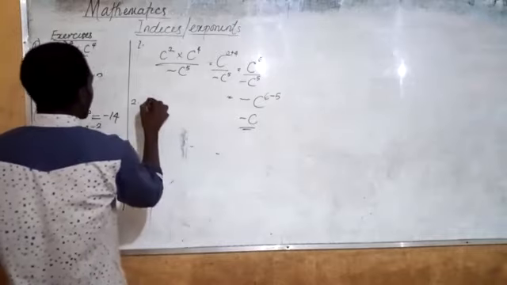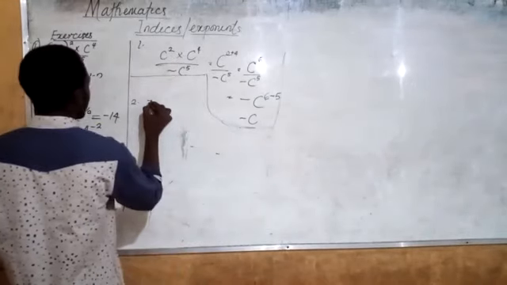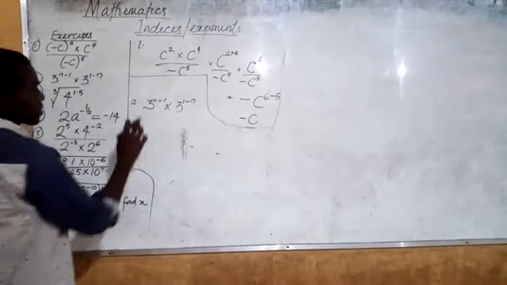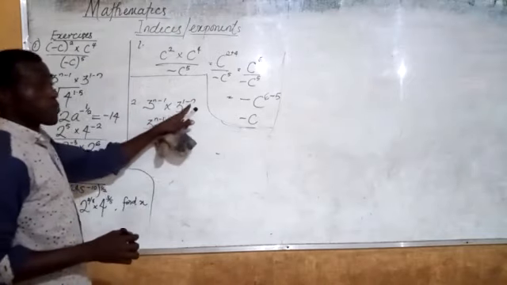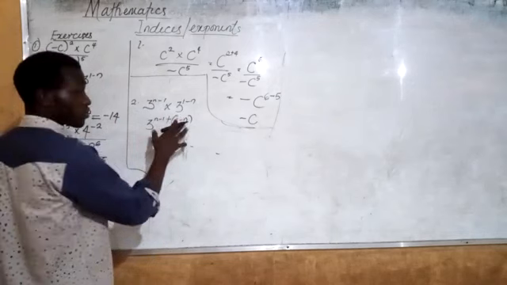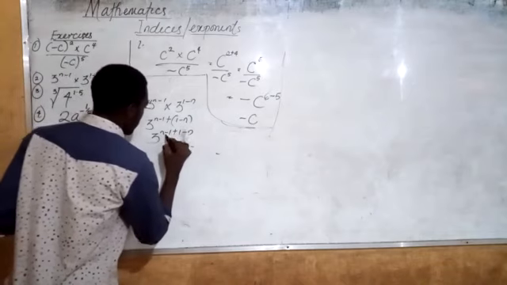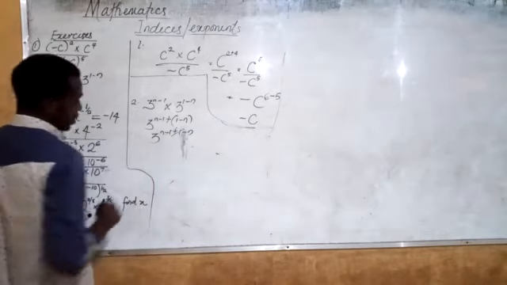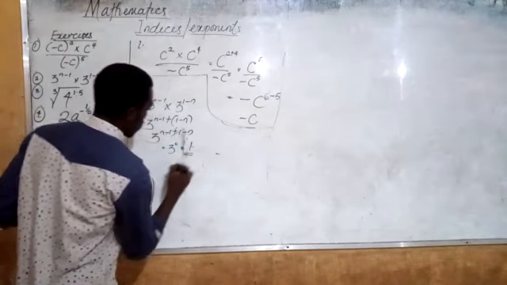Alright, number 2 says 3 raised to the power n minus 1 by 3 raised to the power 1 minus n. And how do we go about this? Very simply, multiplication of base, addition of power. So we have 3 raised to the power n minus 1 plus, now you have to open a bracket for the second item so that nothing changes, 1 minus n. Seeing this, minus 1 plus 1 is going to give us 0, and n minus n is going to give us 0. So we have 3 raised to the power 0, which is what? 1 at the end of the day.